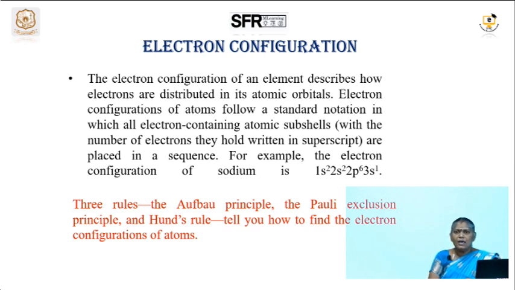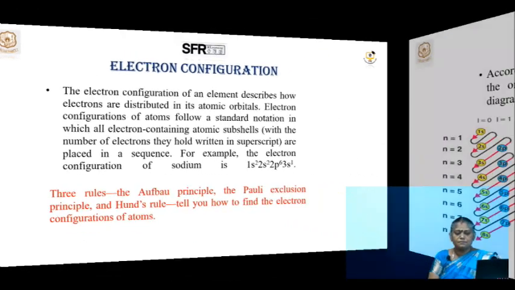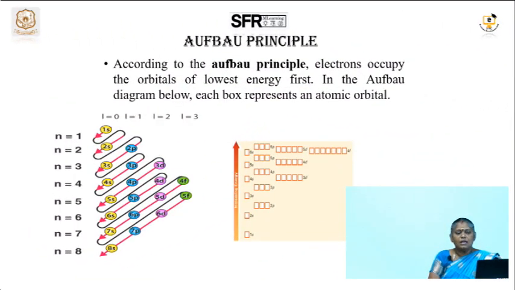There are 3 important rules, namely the Aufbau principle, Pauli's exclusion principle and Hund's rule of maximum multiplicity. The 3 rules govern the arrangement of electrons in various shells, subshells and orbitals. First, we will look into the Aufbau principle. Aufbau principle is based on the German word for building, which means built up.